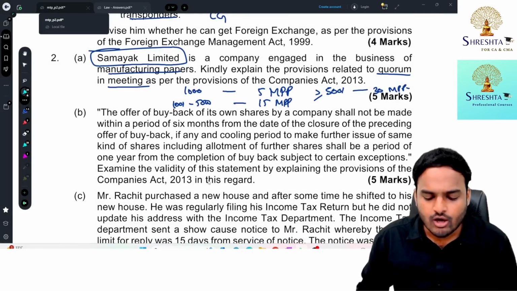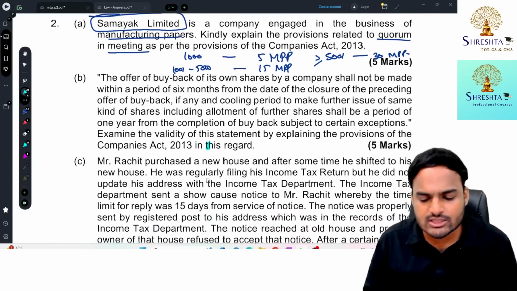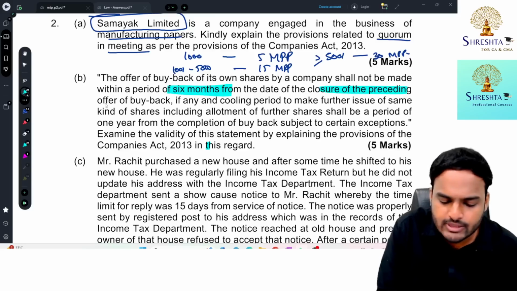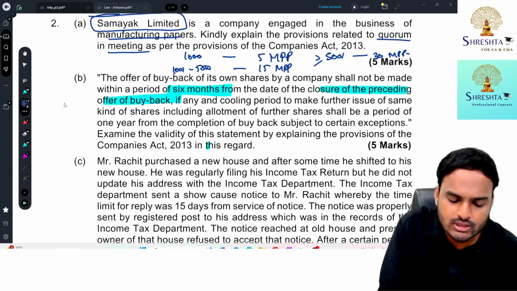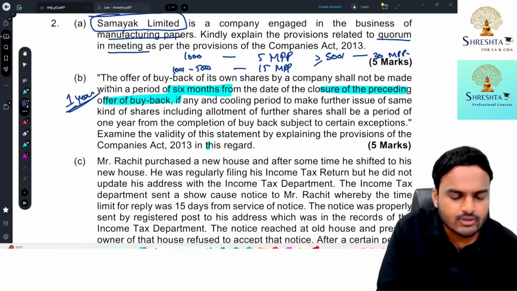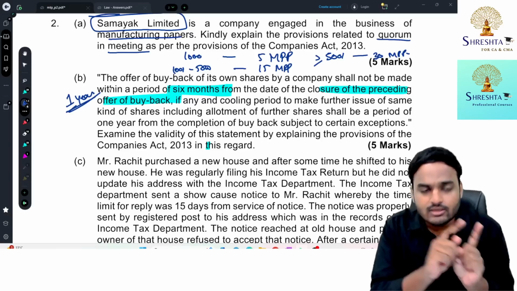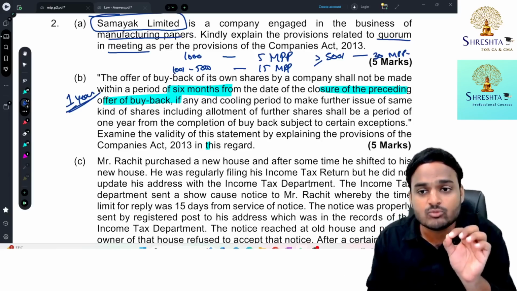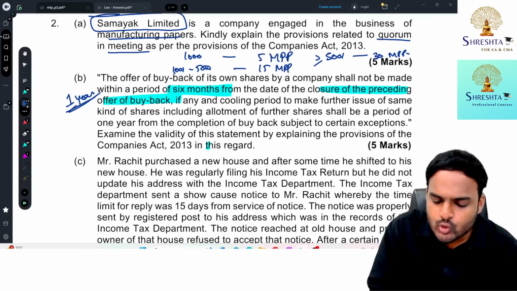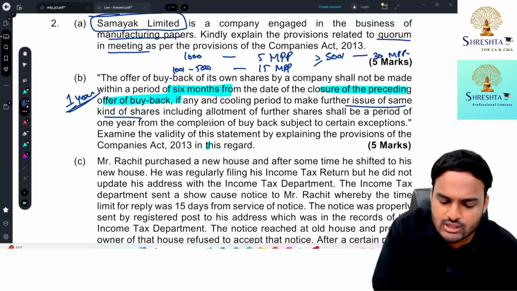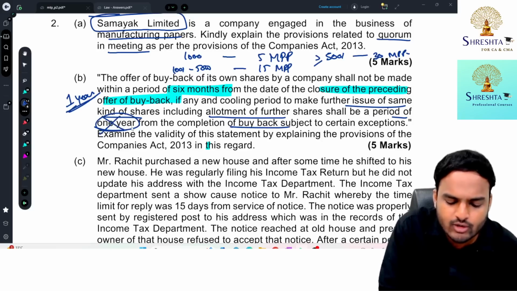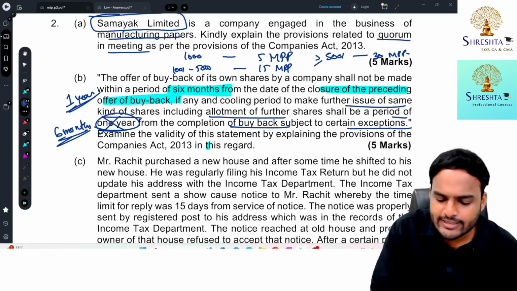Next question. The offer of buyback of its own shares by a company shall not be made within a period of 6 months from the date of closure of the preceding offer of buyback. Exactly wrong. The time gap should be 1 year. Between the preceding buyback completion date and the proposed buyback, the time period should be minimum 12 months. And the cooling period to make a further issue of the same kind of shares, including allotment of further shares, shall be a period of 1 year from the completion of buyback. Again wrong. The cooling period is for 6 months only, subject to certain exceptions.